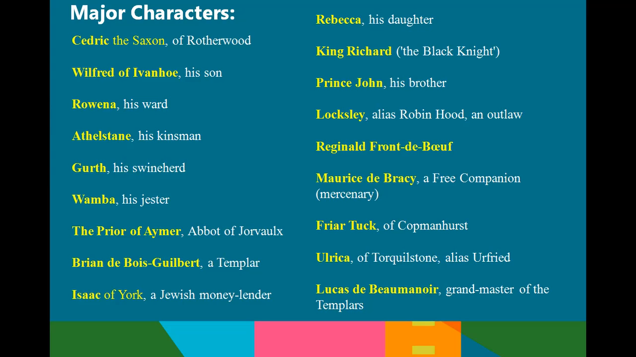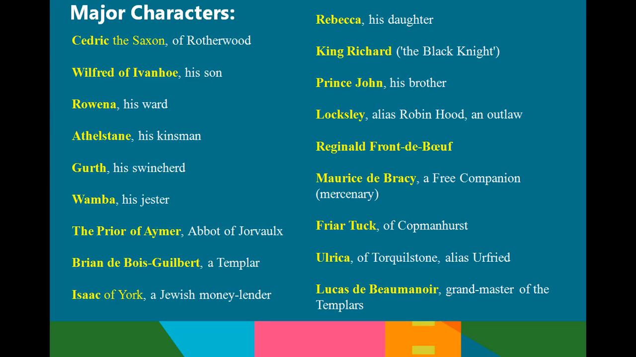Okay. Ulrica of Torquilstone, alias Urfried. It is a Saxon woman, a very old, ugly woman in the novel, and she is the daughter of the lord of this castle, Torquilstone, and her father was killed by Front-de-Boeuf, and she wants to take revenge upon these Norman knights.